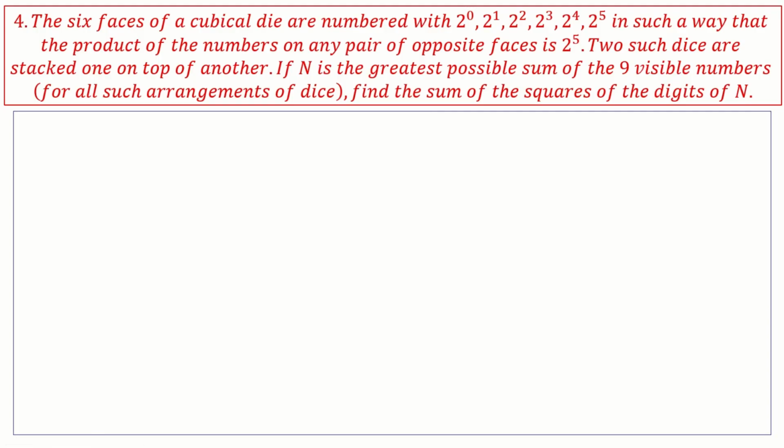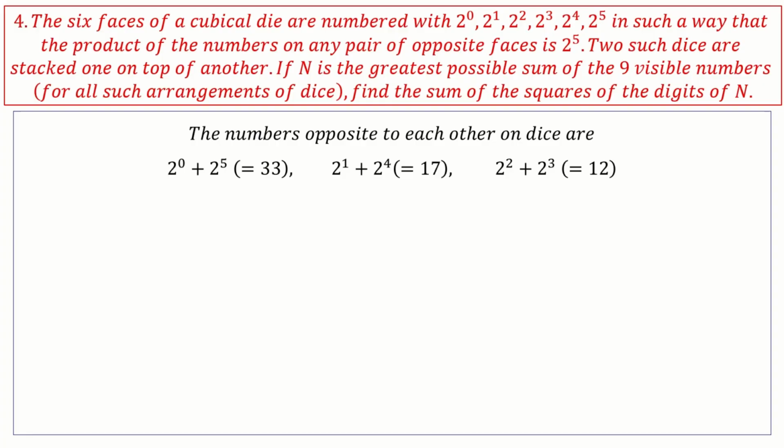So if we have the dice with these numbers, and the product of opposite sides should be equal to 2 to the power of 5, then the possibilities are 2 to the power of 0 and 2 to the power of 5 should be opposite sides, and the sum of these two is 33. 2 to the power of 1 and 2 to the power of 4 should be opposite sides. The sum of these two is 17.